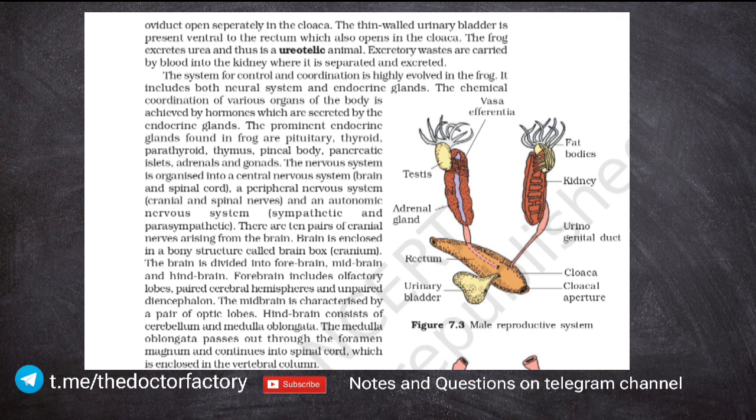The brain is divided into forebrain, midbrain, and hindbrain. Forebrain includes olfactory lobes, paired cerebral hemispheres, and unpaired diencephalon. The midbrain is characterized by a pair of optic lobes. Hindbrain consists of a cerebellum and medulla oblongata. The medulla oblongata passes out through the foramen magnum and continues into the spinal cord, which is enclosed in the vertebral column.